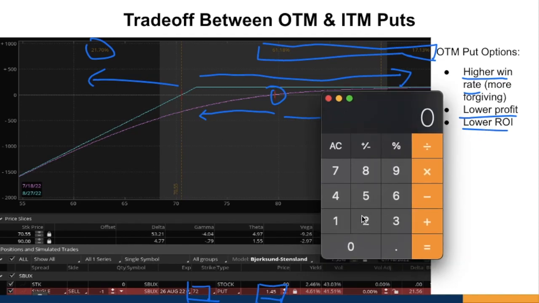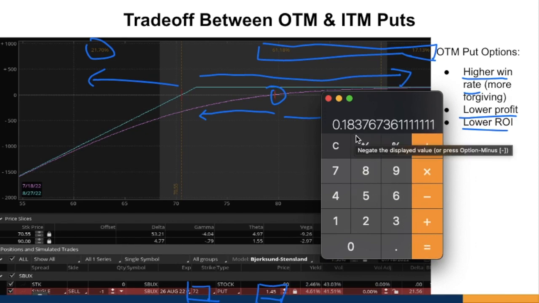The ROI is simply calculated by the premium, $1.45, divided by the strike, which is 72, divided by the number of days to expiration. In this case, this option is 40 days, and then you multiply by 365 days. So that is a return of roughly 18.37%, which is not too bad.